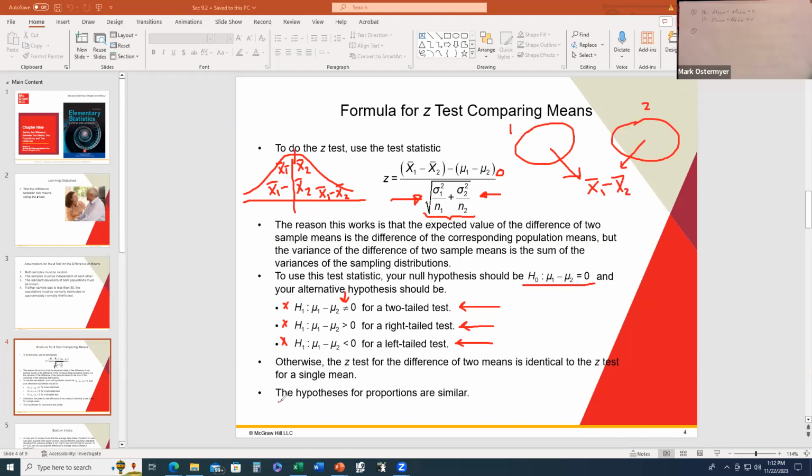And of course, the hypotheses for the proportions are similar. There's no difference. The only difference is we'd be testing the difference between population proportions as opposed to means, but everything else is the same.